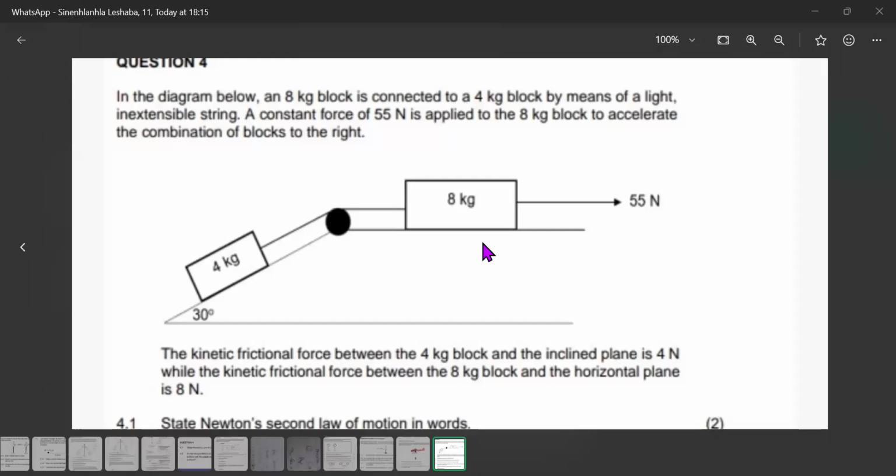In the diagram below, an 8 kg block is connected to a 4 kg block by means of a light inextensible string. A constant force of 55 newtons is applied to the 8 kg block to accelerate the combination of blocks to the right.